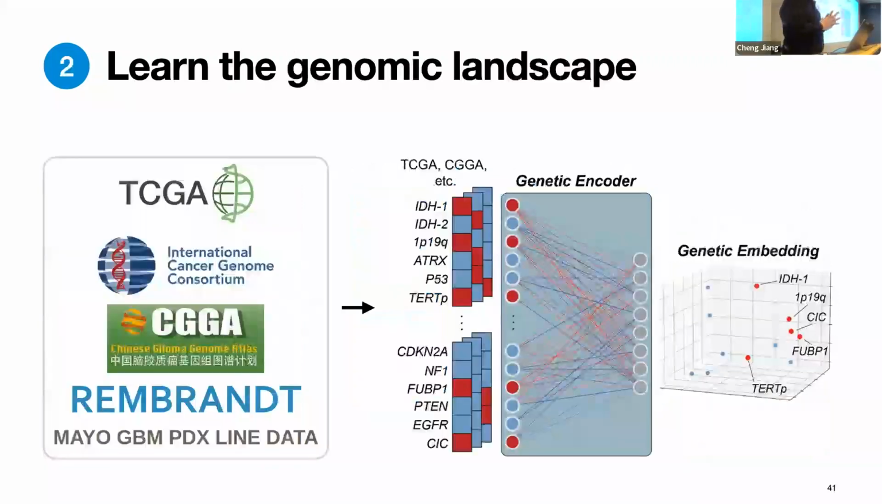And second is to learn the genomic landscape. What we do know about a lot of these mutations is that some of them tend to occur together, and some of them maybe don't occur together. We have a lot of genomic data that's publicly available from TCGA, CGGA, and other sources. So we can train a machine learning model as a genetic encoder to learn these co-occurrences, and leverage them to help us predict the mutations together downstream.